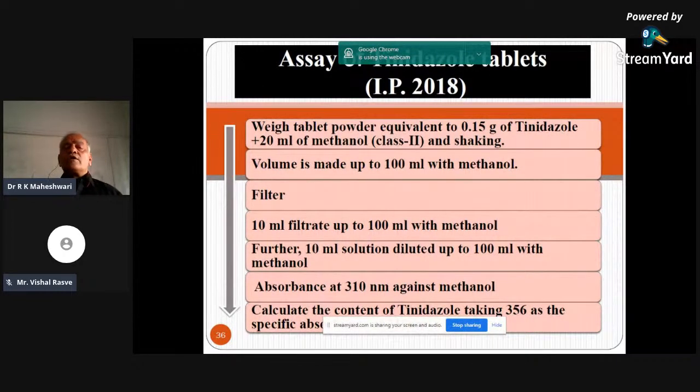So in this IP method of 2018 for tinidazole tablet, tinidazole is a poorly water soluble drug. They have employed class 2 methanol, an organic solvent which is injurious to our health. Not only is it costly, but also it is injurious to health. The main thing is it is injurious to our health. Now they have employed methanol because tinidazole is a water insoluble drug. In methanol, the solubility is more. That's why they have employed methanol. The total method is methanolic.